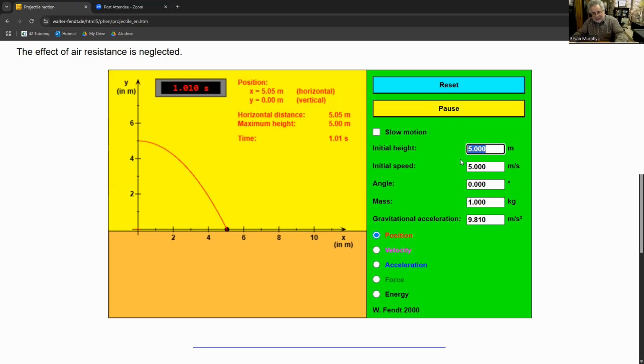Let me just change that to 10 and you can see what it does. Reset. It kind of does the same thing. Slightly boring. I'm going to reset it and change the speed to 20 meters per second. Start.